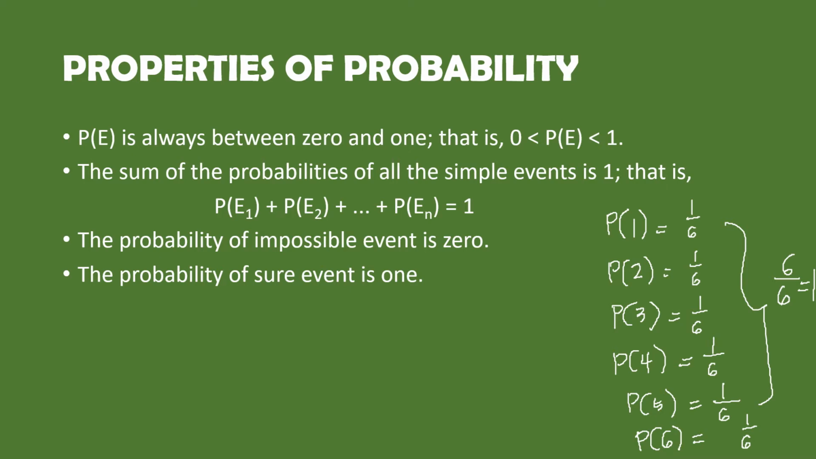Also, the probability of an impossible event is 0. That means if a certain event cannot happen, then the probability is 0. But if you are sure that that event will happen, then the probability is 1.